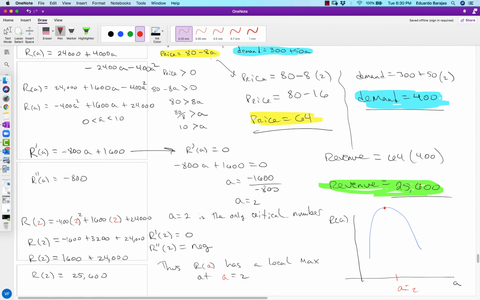So this is the maximum revenue that can be achieved, and it will be achieved when A equals 2, price equals $64, and demand per unit, or per ticket, will be about 400.